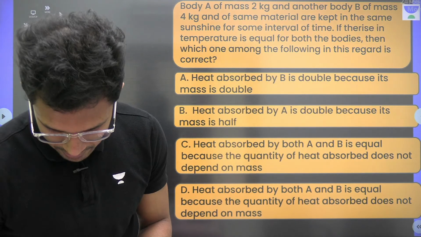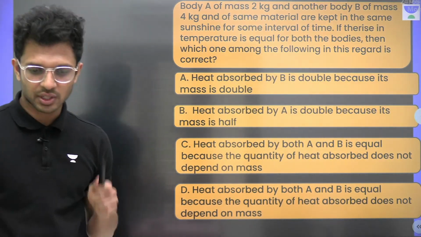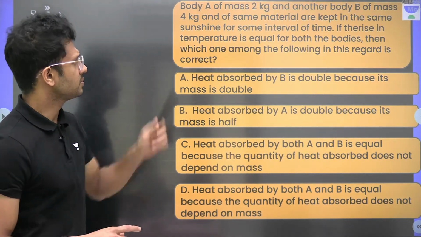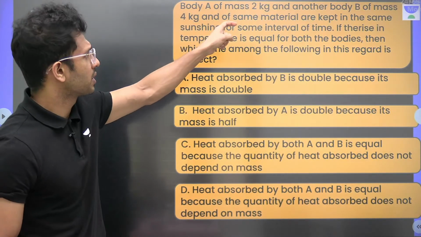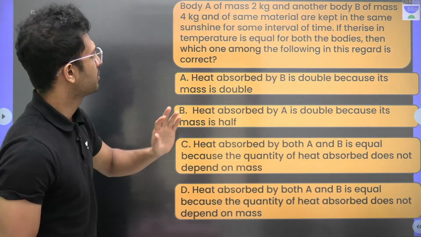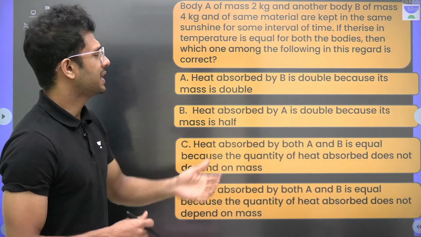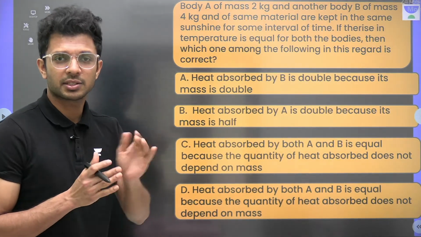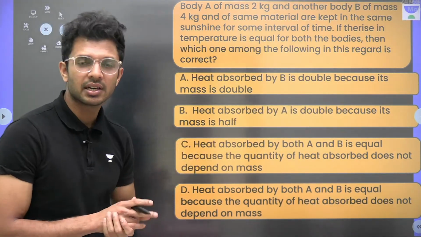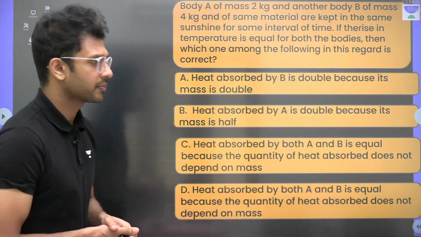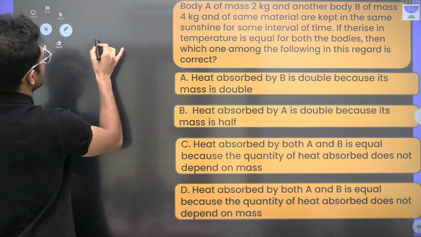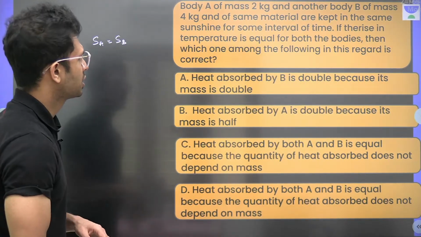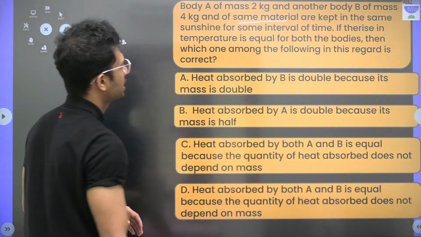Then who else do we have? Okay, A and B are the options we have actually. Let's finalize between whether the option is A or B. Have a look. Body A of mass 2 kg, another body of mass 4 kg. Same material. If material is same, we have to know that the specific heat capacities of both the materials should be same, because specific heat capacities mainly depend upon the material with which anything is made up of. So I can write specific heat capacity of body A is equal to specific heat capacity of body B, because both of them are of same material.